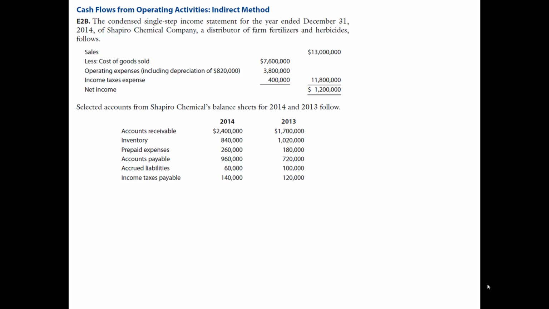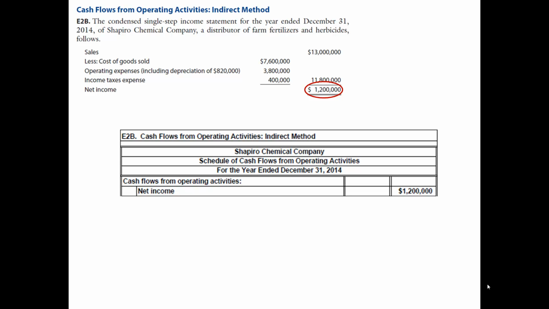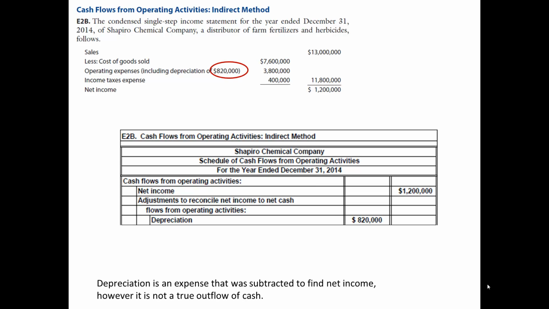So we're going to take this information and we're going to prepare the operating activities section. The first thing that we do when we look at the operating activities section is we always put our net income in first. So from our income statement, we can find our net income, which in this case is $1.2 million. After we account for our net income, we're then going to do adjustments to reconcile net income to net cash flows from the operating activities.